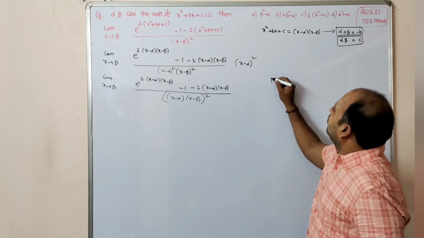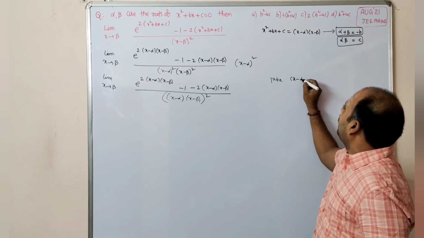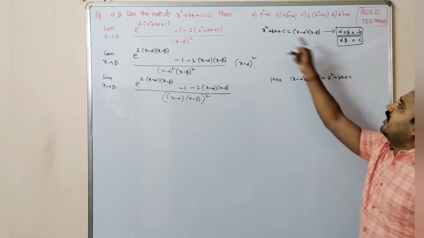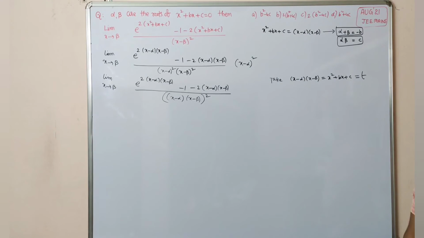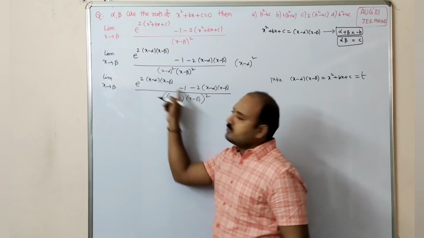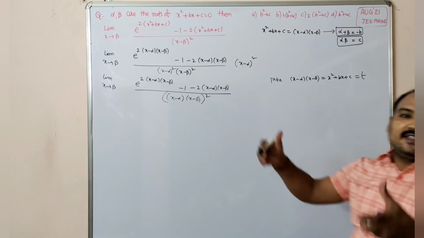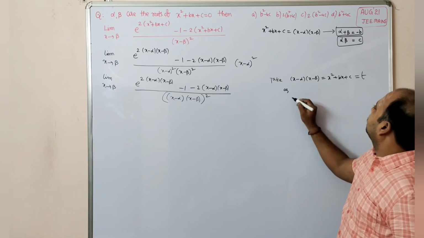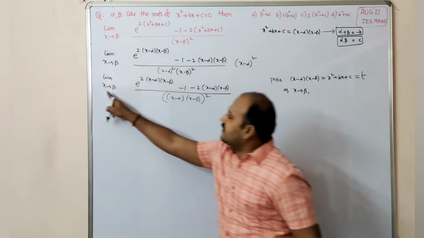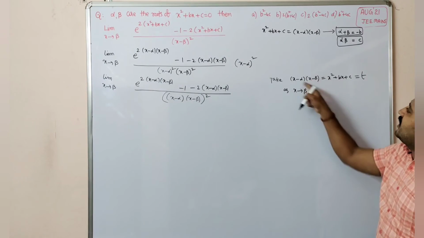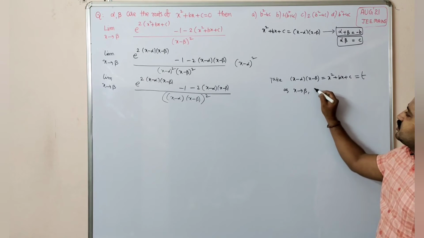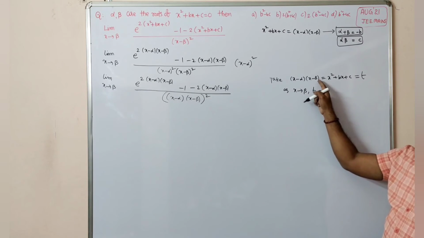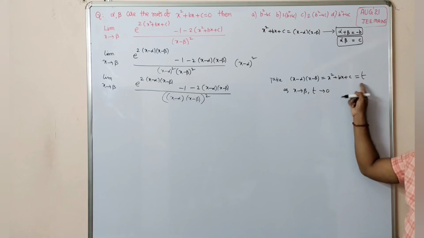Now, take (x minus alpha)(x minus beta), which is equal to x square plus bx plus c, as we have already taken, equal to t. I am assuming these terms equal to t. Why? To make the given limit into its simplest form, that is the reason I am taking it. Now as x tends to beta, x is equal to beta, substitute this value and it goes to 0. That means the t value goes to 0. I hope everyone understands. X is equal to beta, substitute here: beta minus beta is 0, 0 and anything is 0. 0 is equal to t, so t is approaching 0.